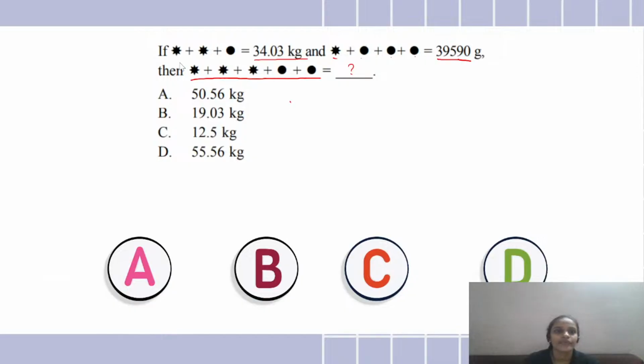So here I won't be able to draw the star exactly the way it is. I'm just going to draw my own star. So star plus circle equals 34.03 kg. Okay, I'm going to keep this as it is.